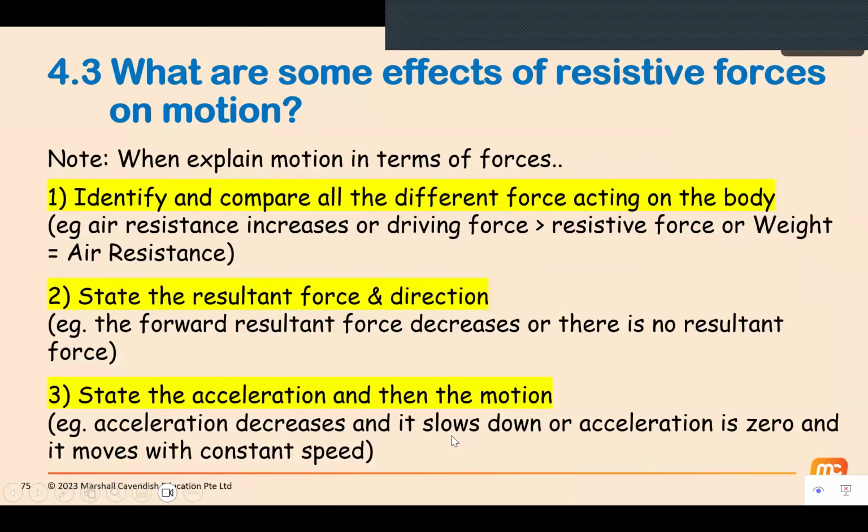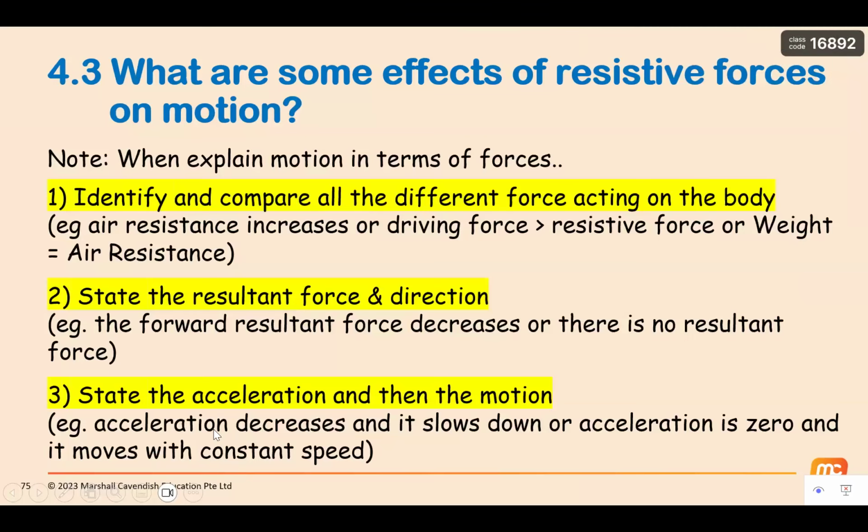So remember, every time we want to explain the motion of certain objects in terms of the forces, I need to state 3 main points for each section of the motion. The first main point, you need to identify what the forces acting on the object at that point are. And then you need to compare them. Is it equal? Is it greater than? Is it smaller than? So for example, air resistance increases, or the driving force is greater than the resistive force, or the weight equals the air resistance.